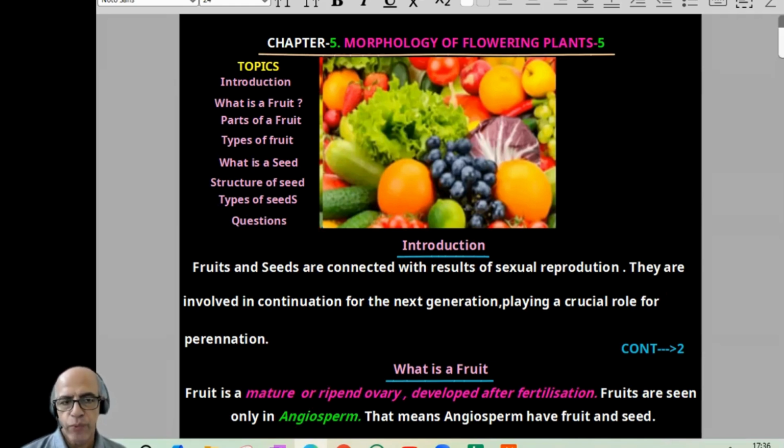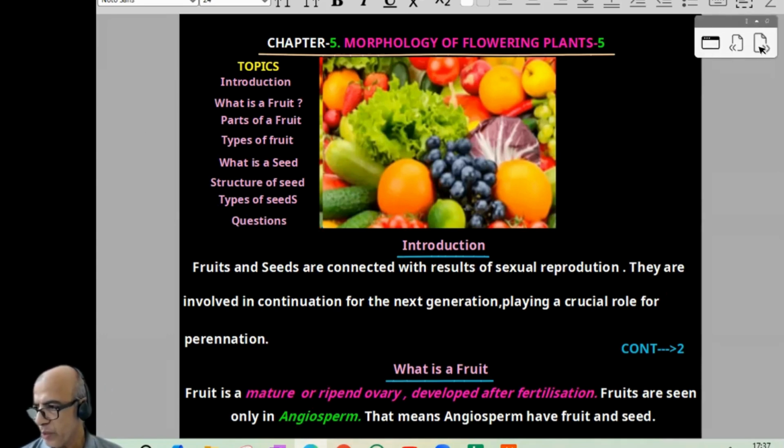So what is a fruit? Most simple definition: fruit is a mature or ripened ovary developed after fertilization. And one interesting item is, even though different groups of plants are available in the plant kingdom, the highest plant group, that is Angiosperms, they have fruits. Fruit develops from the ovary. So Angiosperm is the only plant group where we can find ovary as well as fruit, then seed. So ovary, fruit, then seed; both can be seen. That is, fruit and seed can be seen in Angiosperm. I think the idea is clear. First page is clear.